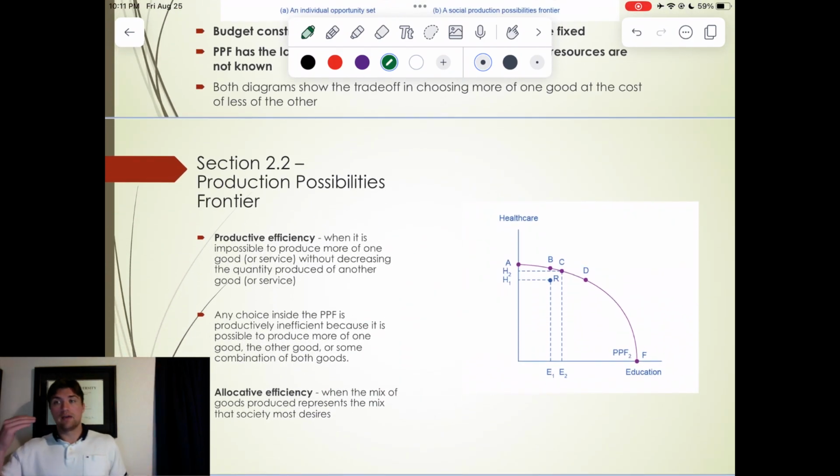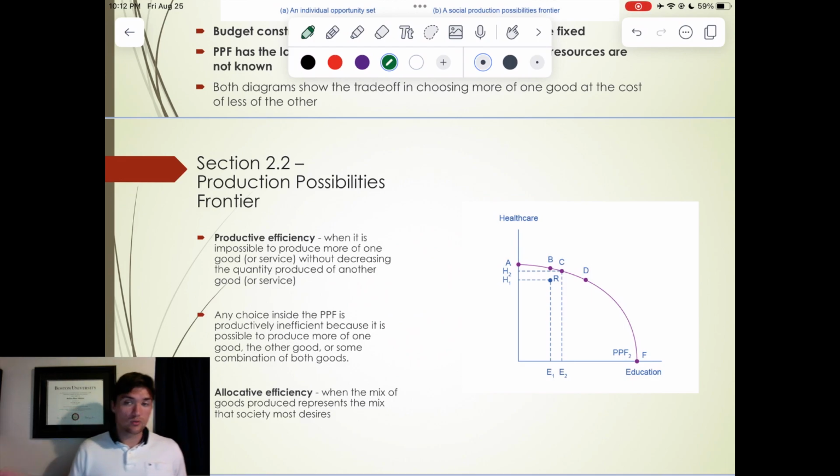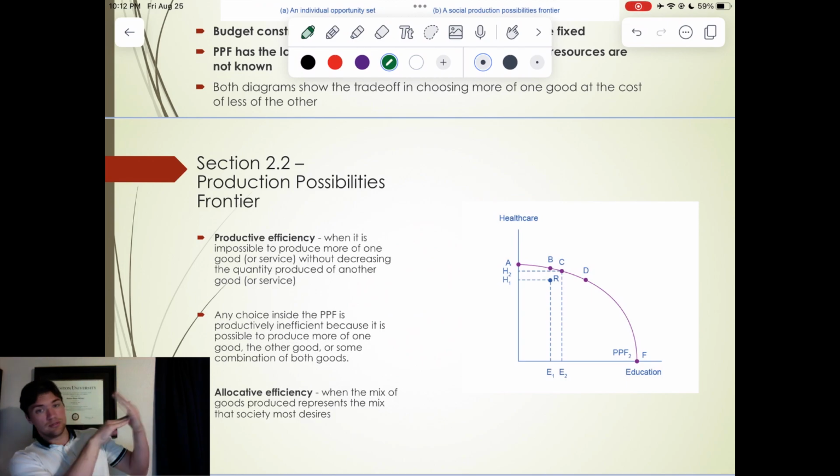Now, everything on the line, A, B, C, D, F, all of those points are what we call efficient. Basically, that is your production possibilities. So you are doing everything you can to get to that possibility. You're not wasting any time, you're not wasting any resources in order to make the most healthcare and the most education possible. Everything on that line is your production possibilities. So that's the most you can do. You cannot do any better than this. Okay? So anything on this line is efficient.